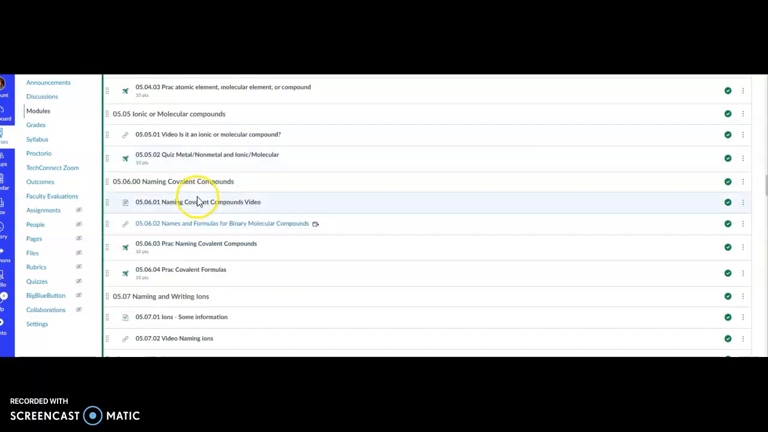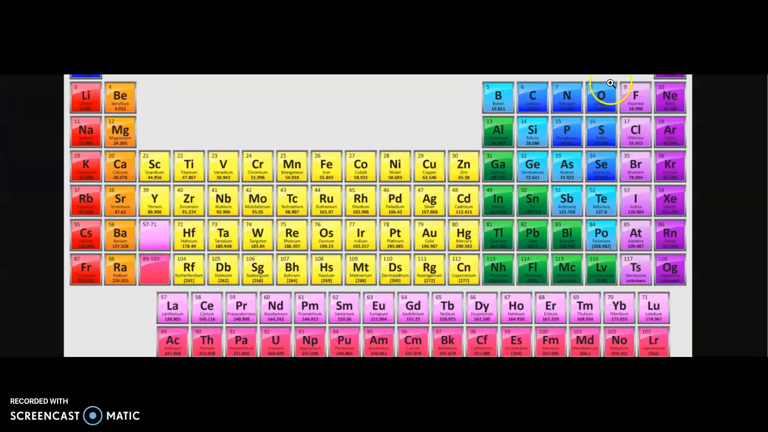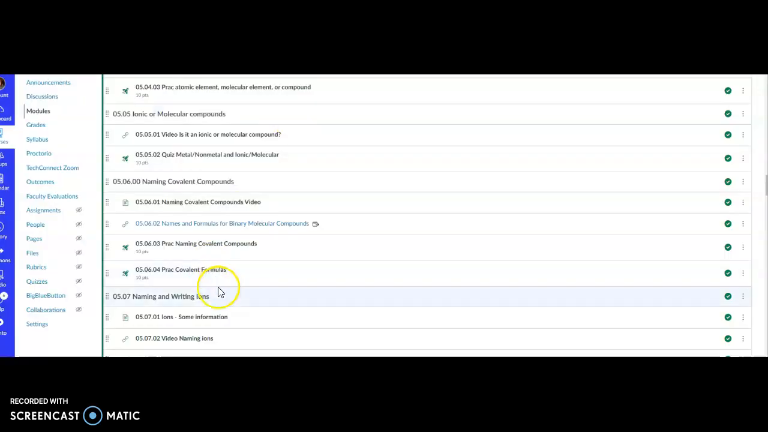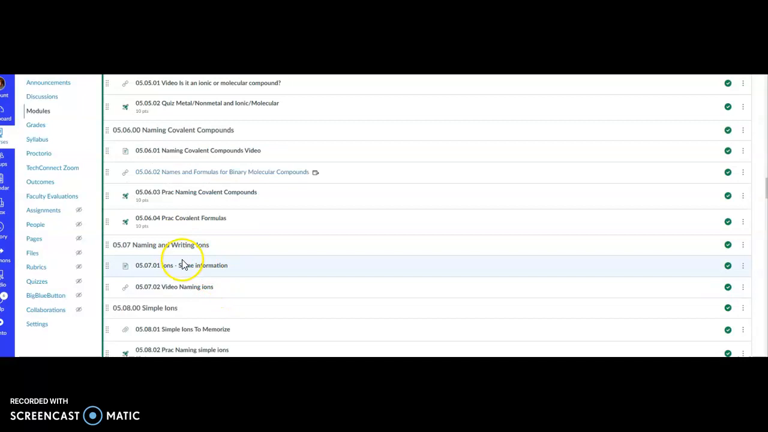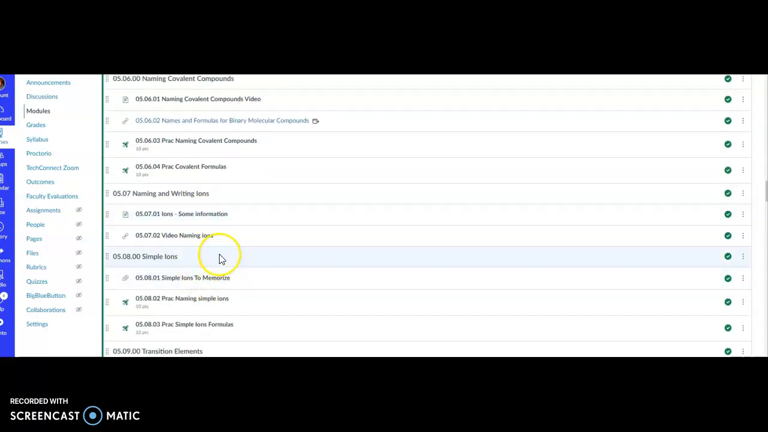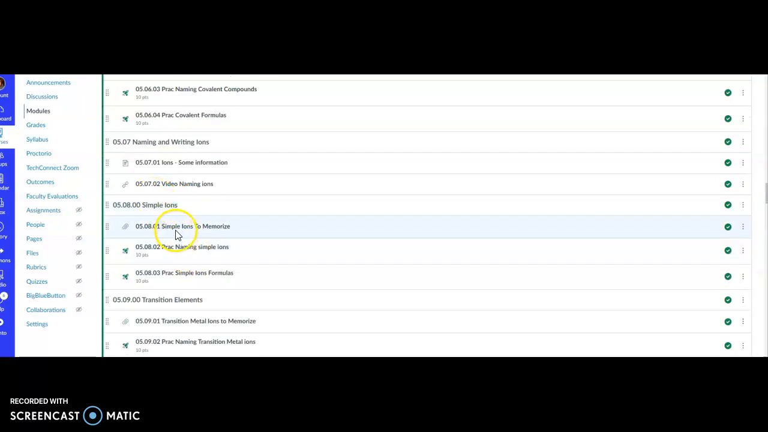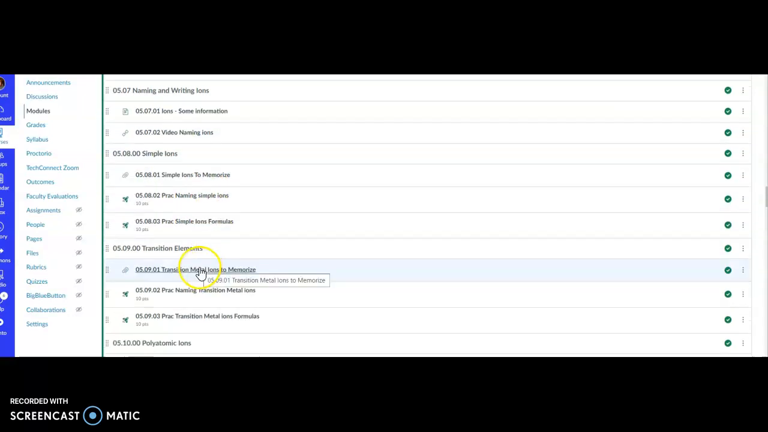Then you get to naming. So how to name covalent compounds, so when you have two nonmetals together. Why did I call it carbon monoxide or carbon dioxide? Those are the naming rules. Right? And then you're going to practice ion naming. So you're going to do compounds that are ionic or covalent. Then you're going to actually do ions. This gives you a list of ions that you need to memorize and some practice with those namings.